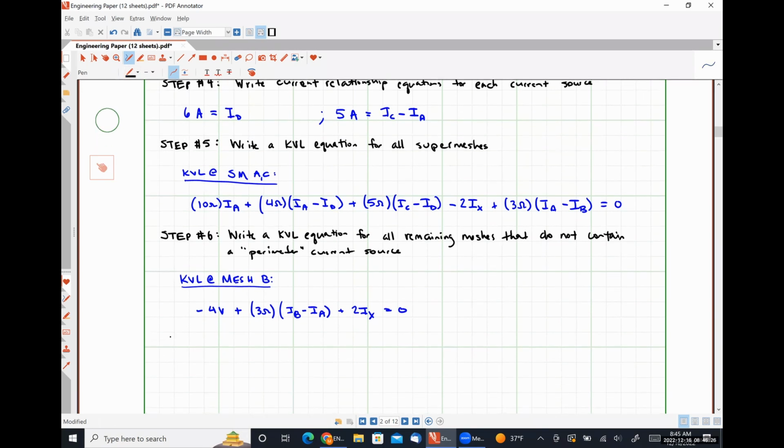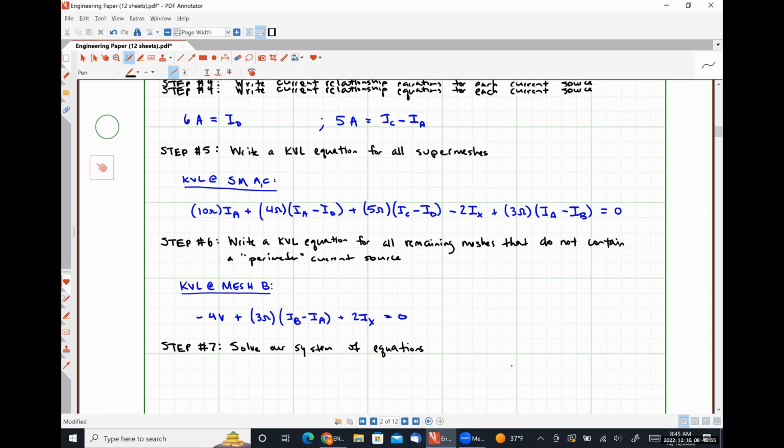And then finally here, step number 7 will be to solve our system voltage. So we are not going to bother solving the system because that is a fairly straightforward process.